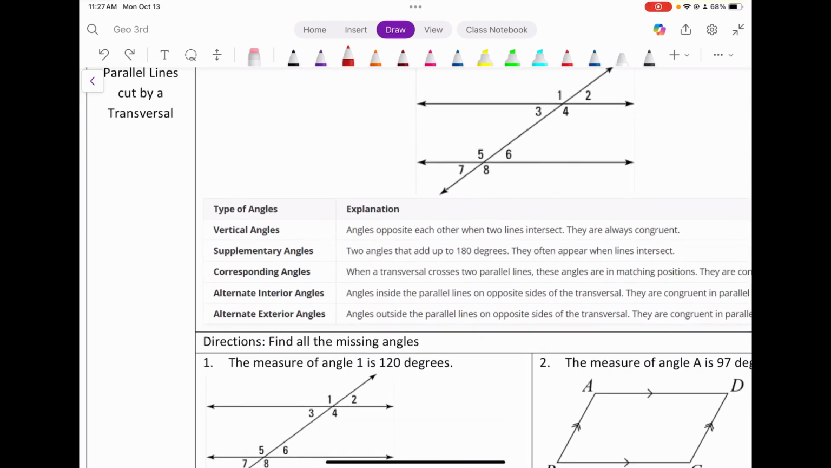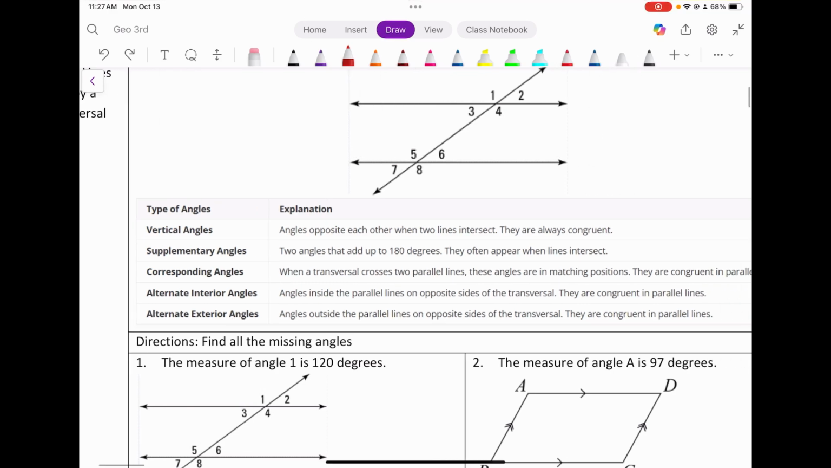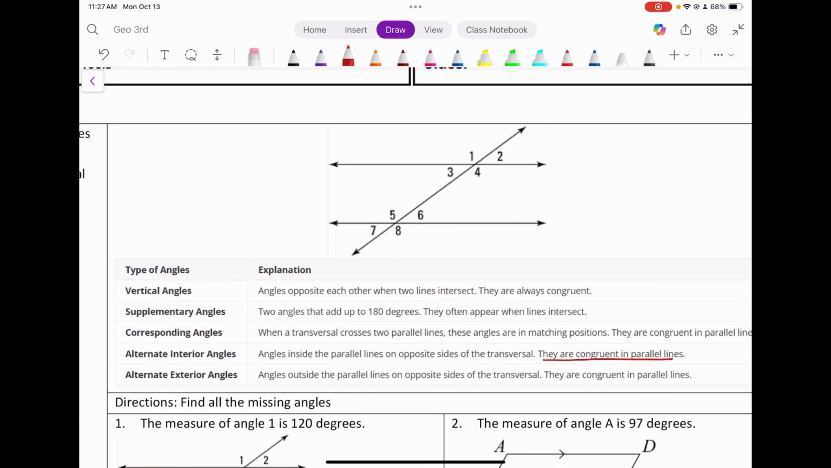So anytime we're dealing with alternate interior angles, these will always be congruent as well. So alternate interior are the ones on the interior, and they're on opposite sides. So here, 4 and 5 and 3 and 6 would be alternate interior angles, and they will be the same size. Then we have what's known as alternate exterior, which would be like angle 7 and 2. They're on the outside, and they're on alternate sides. Angles 1 and 8 would also be alternate exterior, and these will be the same size as well.